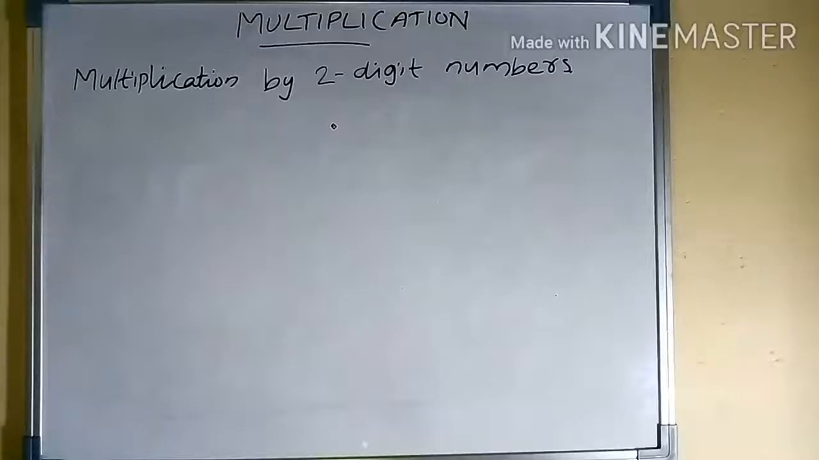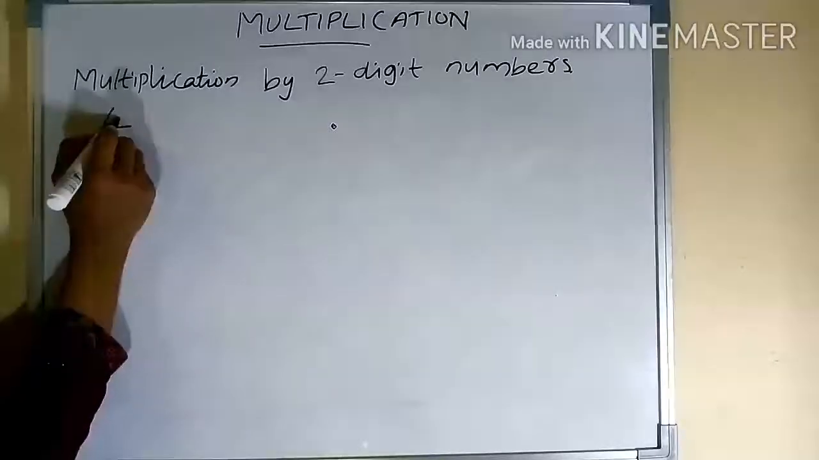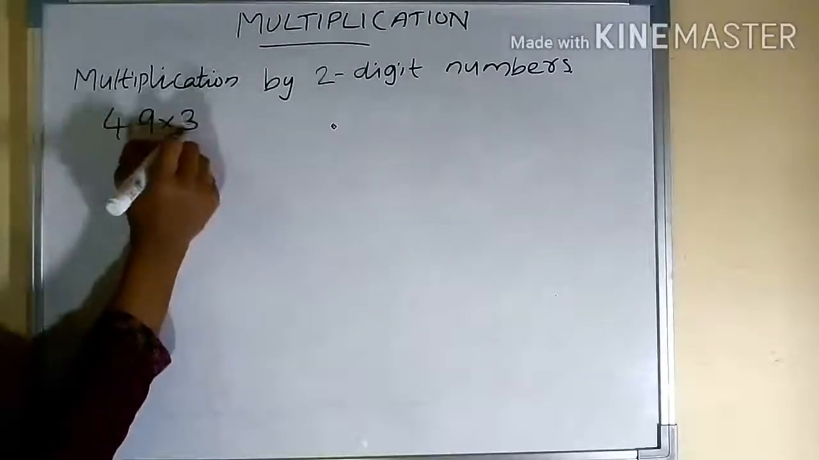Let's start our next topic, multiplication by two-digit numbers. In last class, we studied multiplication by one-digit numbers. Now we discuss multiplication by two-digit numbers. Give an example, multiply 49 into 37.